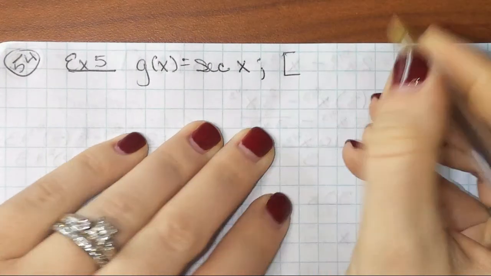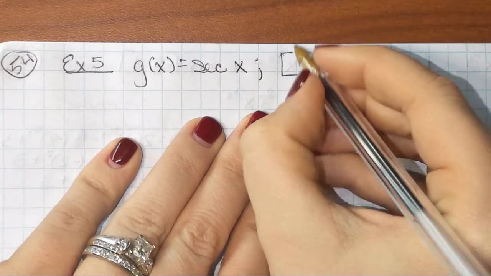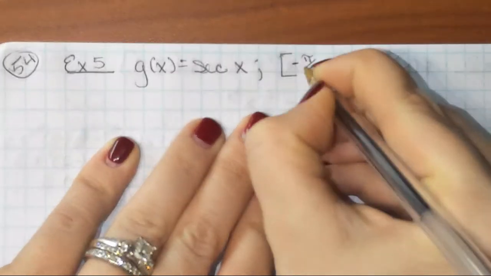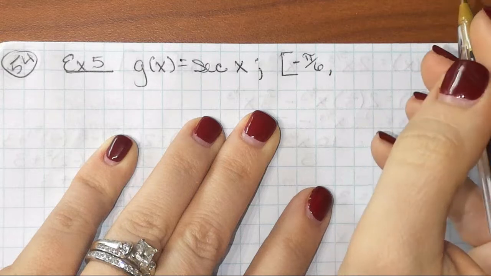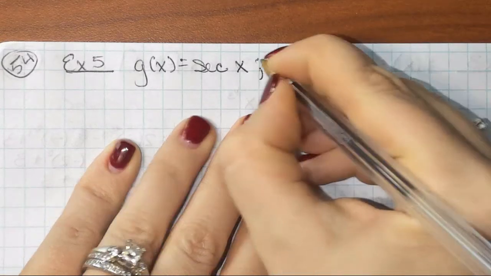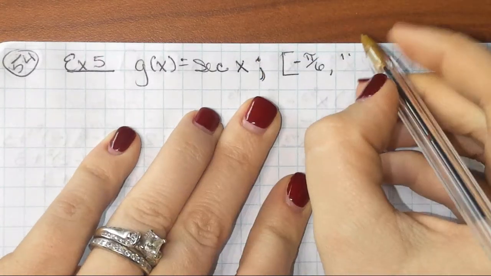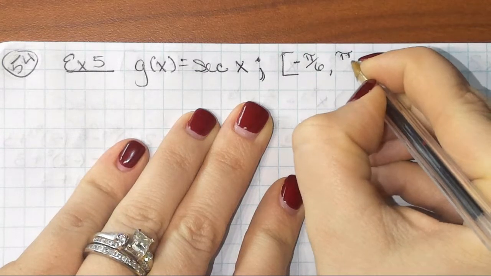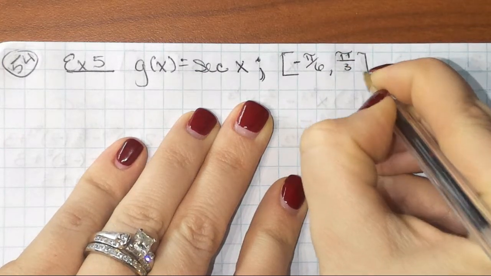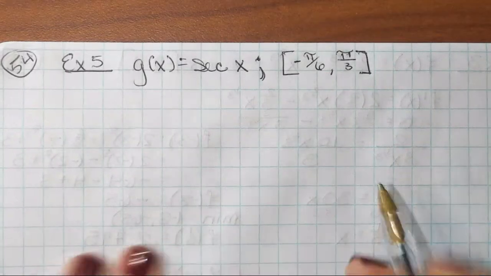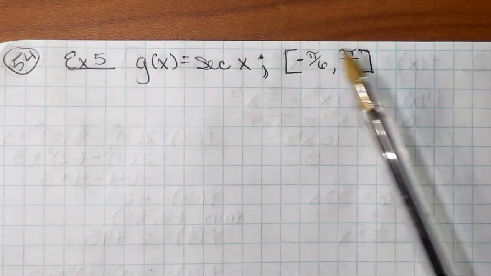Why is it semicolon? Is that J or a semicolon? So why is a semicolon necessary? What am I trying to tell you here? The domain, okay, on that interval.